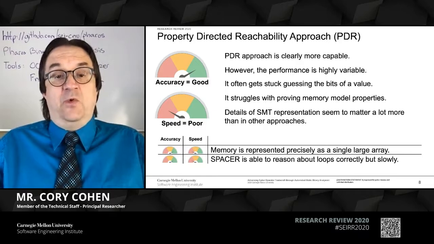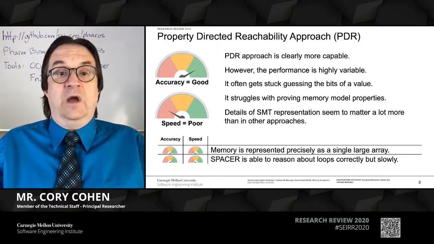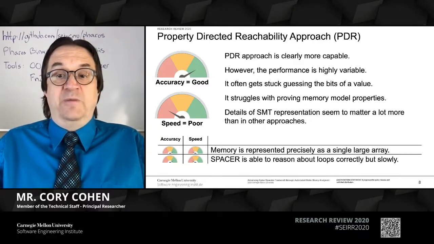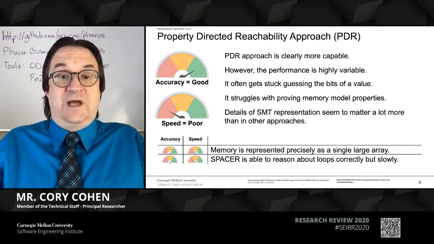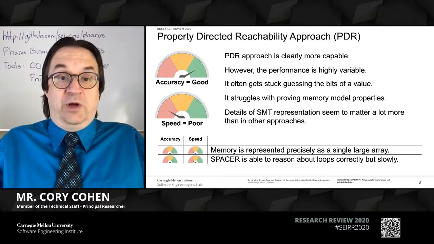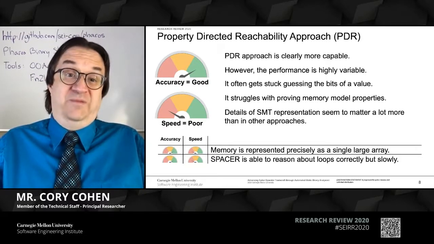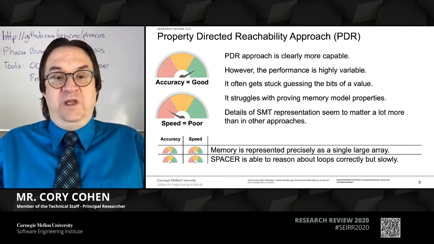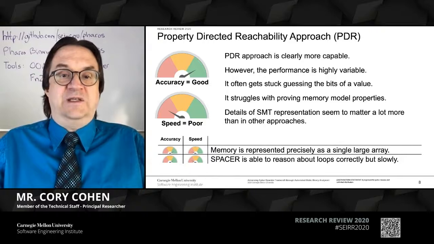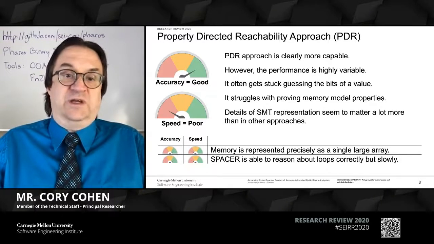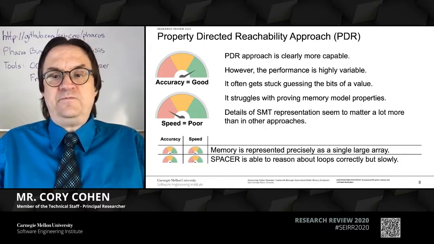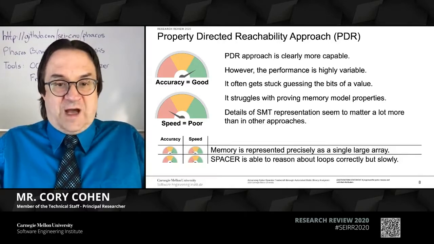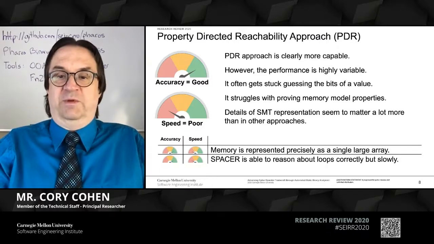It was designed for the source code domain, where the functions are all broken up into individual stack frames. And so this memory model, where we represented the entire stack as a single memory array, created a lot of problems, and it struggled quite a lot with performance. We've also noticed that the PDR engine occasionally gets stuck trying to guess the individual bits of a large register, like a 64-bit register. So overall, this approach is very accurate, but has some performance problems.